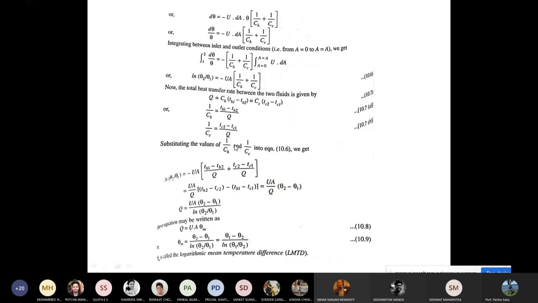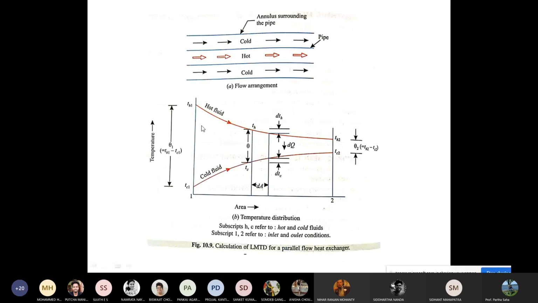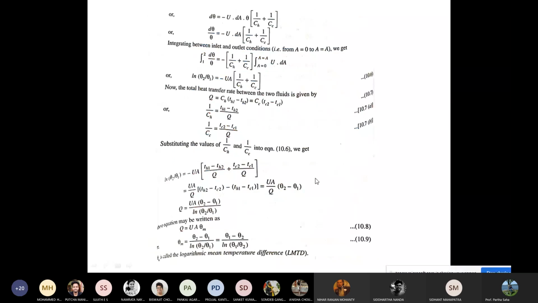So if you substitute the value of 1 over Ch and 1 over Cc in this expression, this becomes ln(θ2/θ1) equal to minus UA [(Th1 minus Th2)/q plus (Tc2 minus Tc1)/q]. You can take the 1 over q outside, and then you can write it in this form, because Th2 minus Tc2 is θ2, and Th1 minus Tc1 is θ1. So you can write this, and then rearrange this.